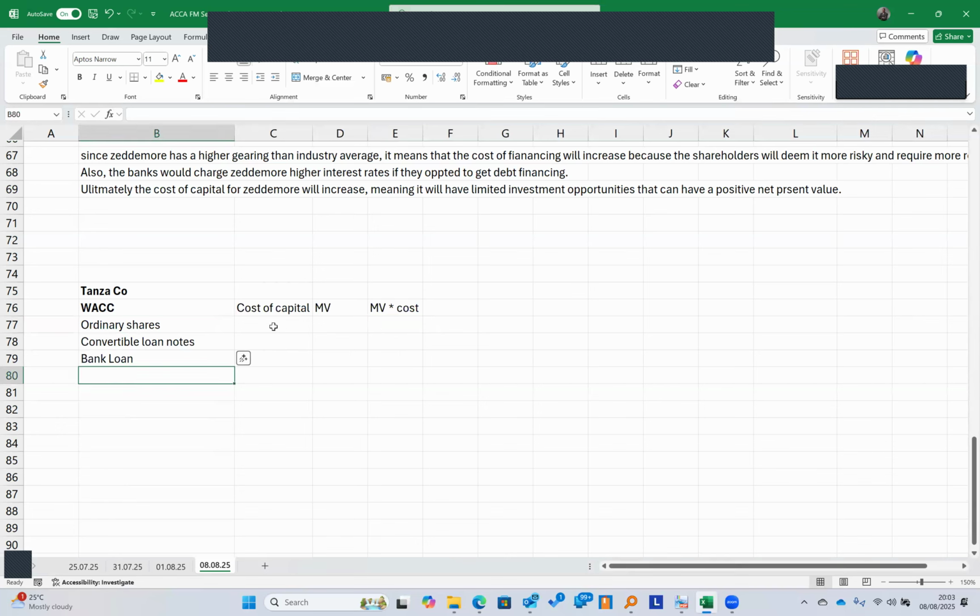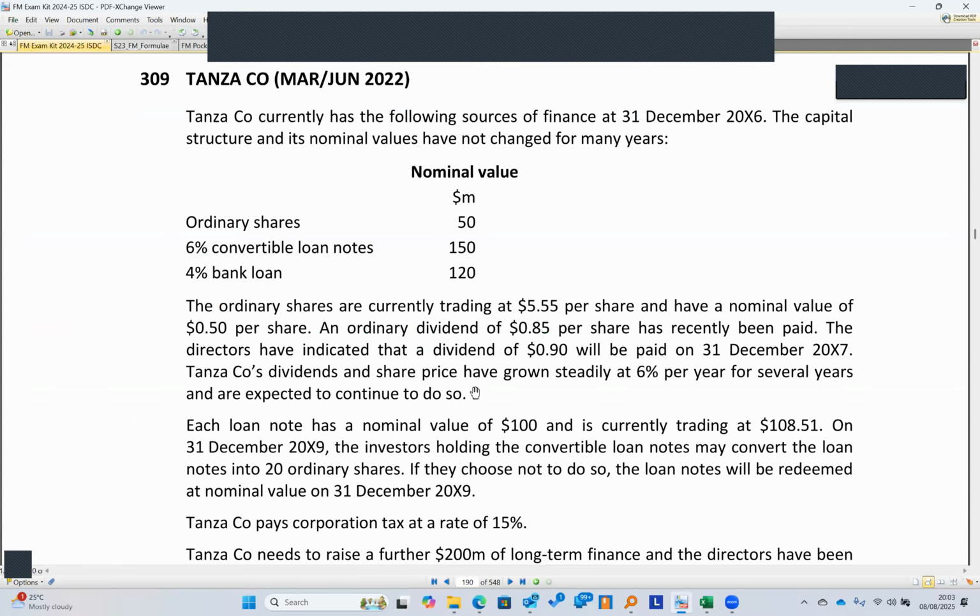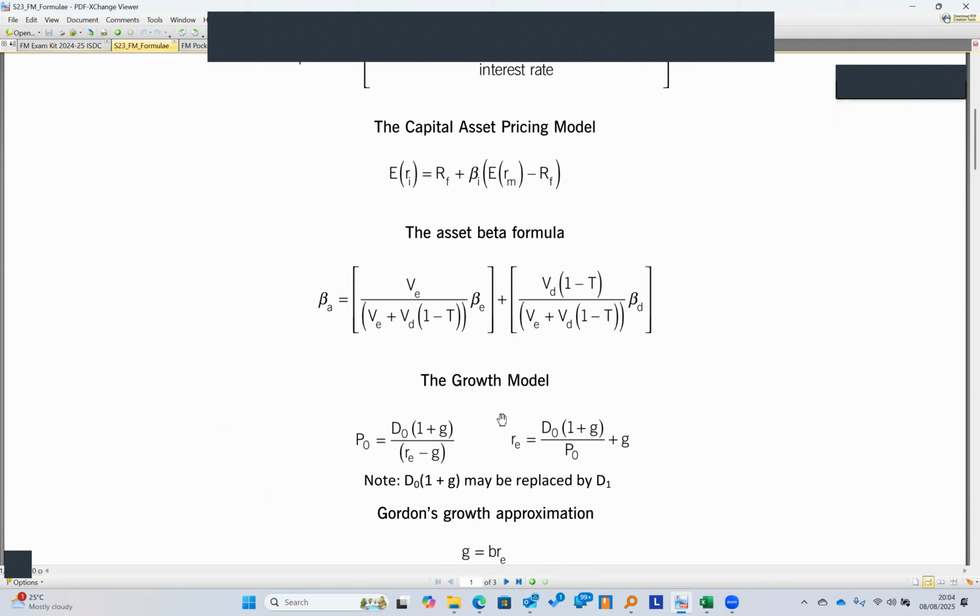So let us first look at the cost of capital for ordinary shares. Now, as we said, look at what is given to you. Because here they could give you information that can be used for calculating using the capital asset pricing model. Or they can give you one where you are going to use the growth model, this one right here, which we used yesterday. And it seems that's what we have to use today as well.